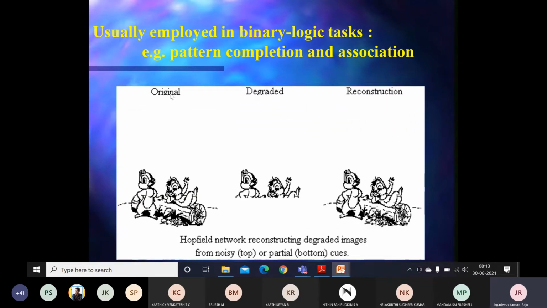So you have an original image like this, and this is a full image or complete view of this particular cartoon, and this may be a half view or a partial view of this particular cartoon. And with this noisy image or degraded image, we are trying to reconstruct something similar to the original image. So that's why they call it a binary logic task.